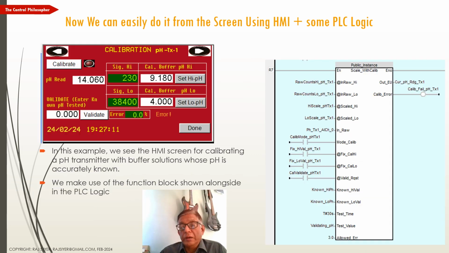In this example, we take a pH transmitter. Now, this is a particularly notorious instrument. It requires frequent readjusting, and every time, recalibrating the pH transmitter is not a good idea. So, our goal is to see how to come up with a method that can reliably achieve a two-point calibration from an HMI screen and associated logic in the PLC.